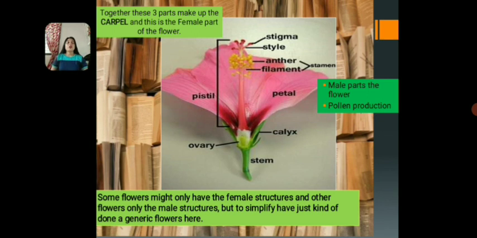Next, we have the parts and their functions. Together these three parts make up the carpel, and this is the female part of the flower. And this is the male part of the flower, for pollen production. Some flowers might only have the female structures and other flowers only the male structures. But to simplify, we have just done a generic flower here.